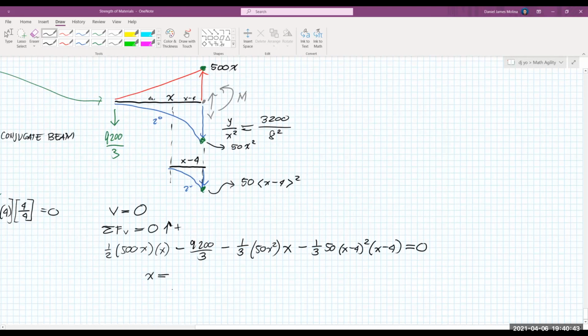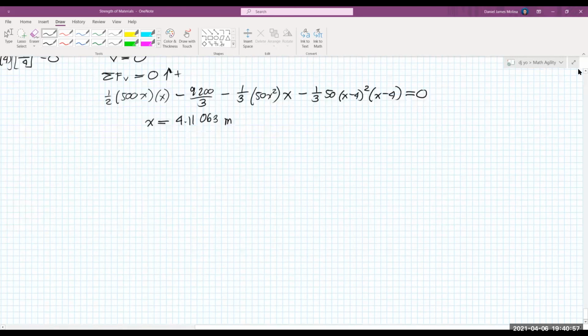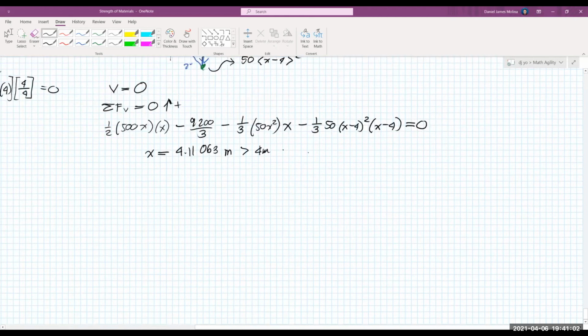Of course, it will give us approximately 4.1106, about 4.63 meters. So this is the location of the maximum deflection measured from the leftmost support. Since this is greater than 4 meters, our assumption is correct. So this is the correct value for x. And then for the maximum deflection, we take the moment at the conjugate beam here.